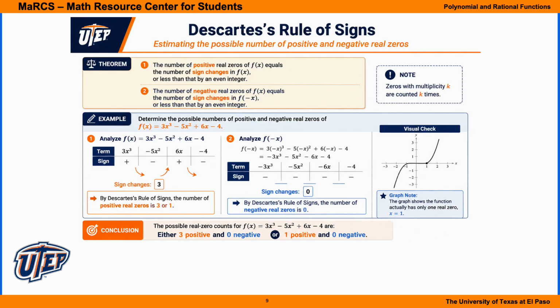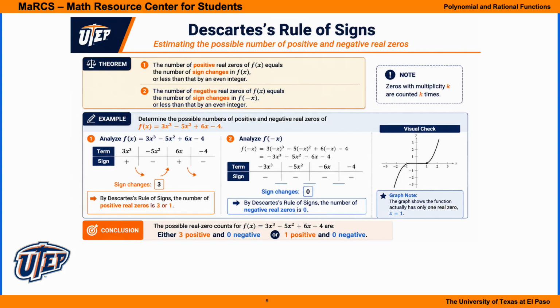So first we analyze f of x is equal to 3x cubed minus 5x squared plus 6x minus 4. So we have the term 3x cubed, and that is a positive term since the leading coefficient is positive. Now we have negative 5x squared, so that is negative since we have a negative 5. Now we have 6x, which is positive because we have plus 6. And our constant term is negative, so that means we will have a negative in the sign. So we see that the amount of sign changes are 3 because we go from plus to minus, from 3x cubed to negative 5x squared.